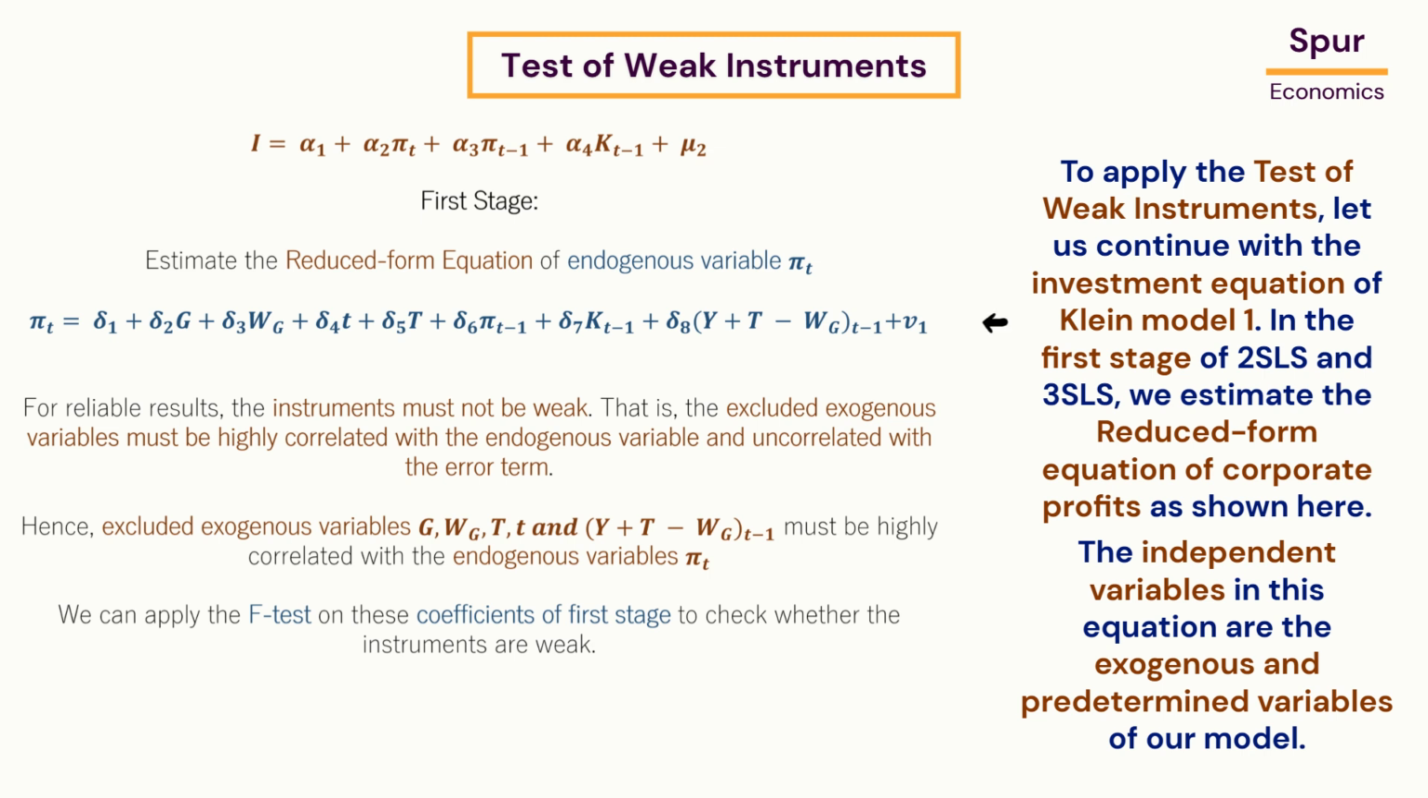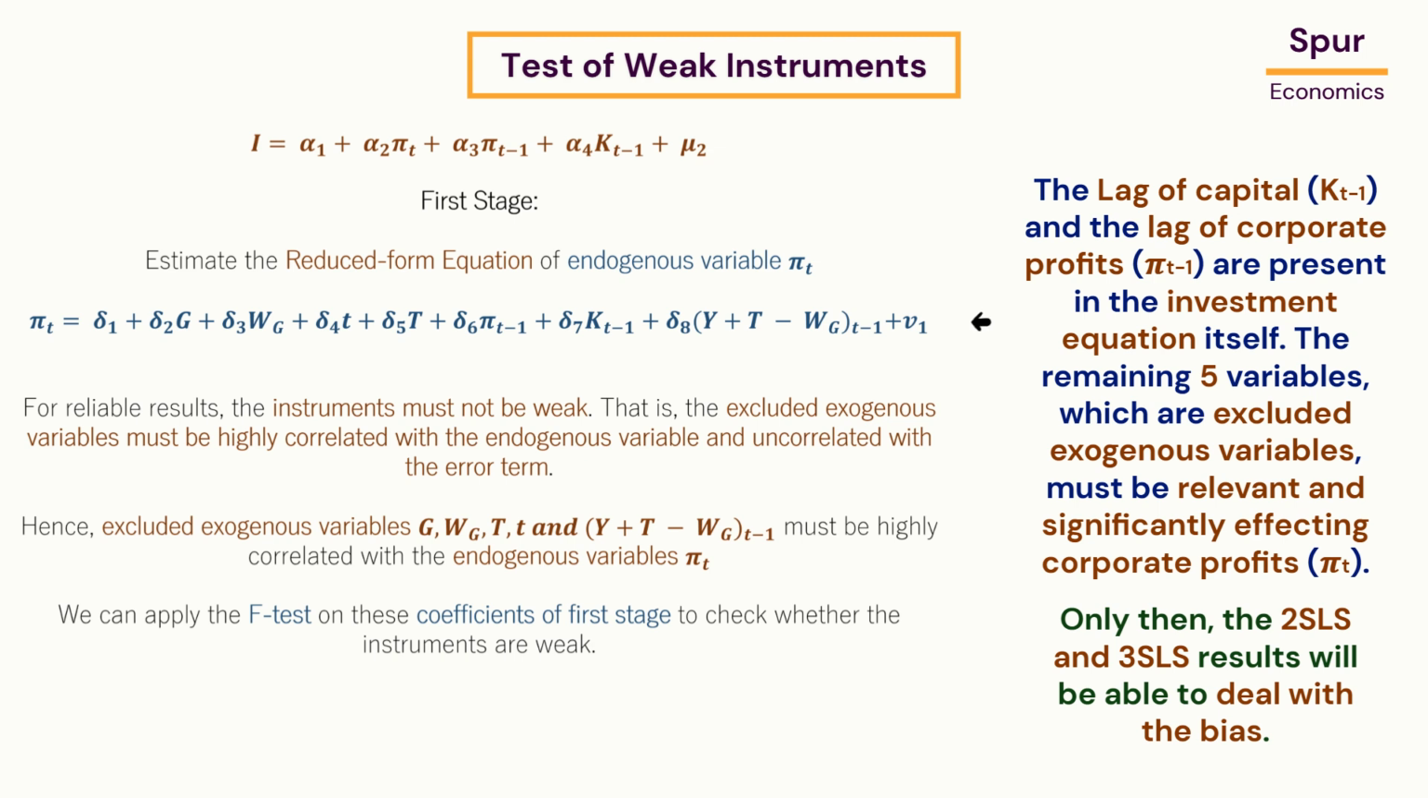In the first stage of 2SLS and 3SLS, we estimate the reduced form equation of corporate profits as shown here. The independent variables in this equation are the exogenous and predetermined variables of our model. The lag of capital and the lag of corporate profits are present in the investment equation itself. The remaining 5 variables, which are excluded exogenous variables, must be relevant and significantly affecting corporate profits. Only then will the 2SLS and 3SLS results be able to deal with the bias.